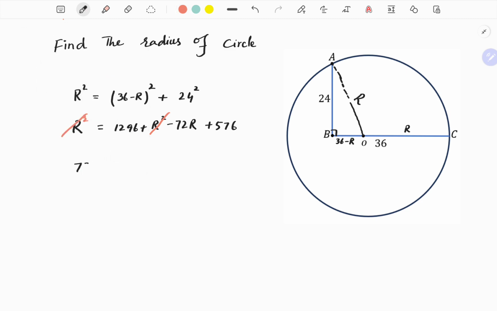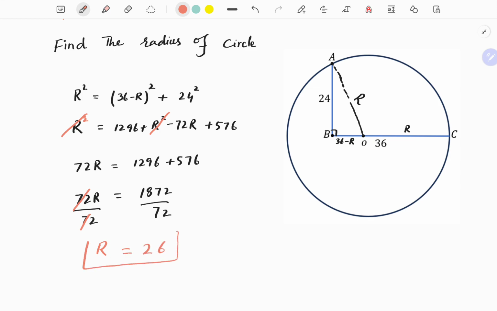And we have 72R is equal to 1296 plus 576, that is equal to 1872. If we divide by 72 on both sides, we get R is equal to 26 units, which is the required answer.